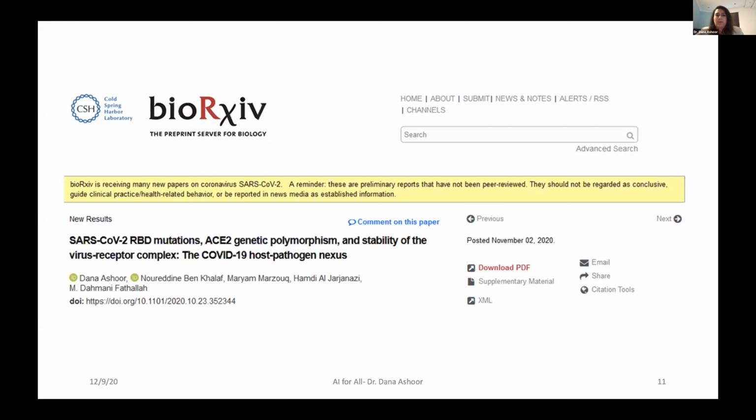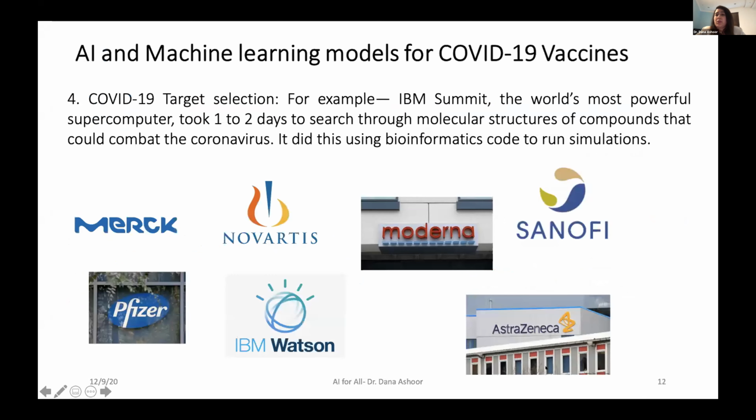And we published this paper that described the different mutations that happened in the coronavirus and what was the effect of these different mutations on the virulence and the strength of the virus. And it was all done on computer and without any actual experiment in the lab.